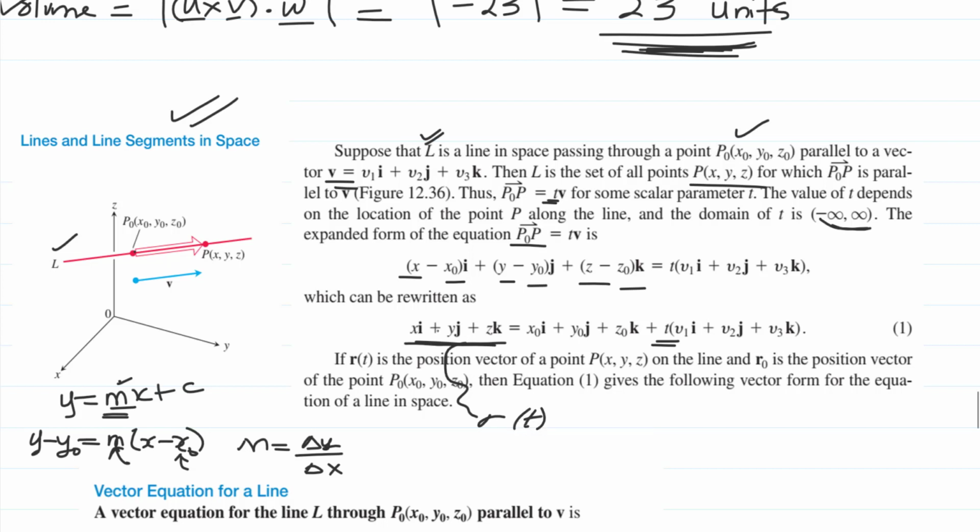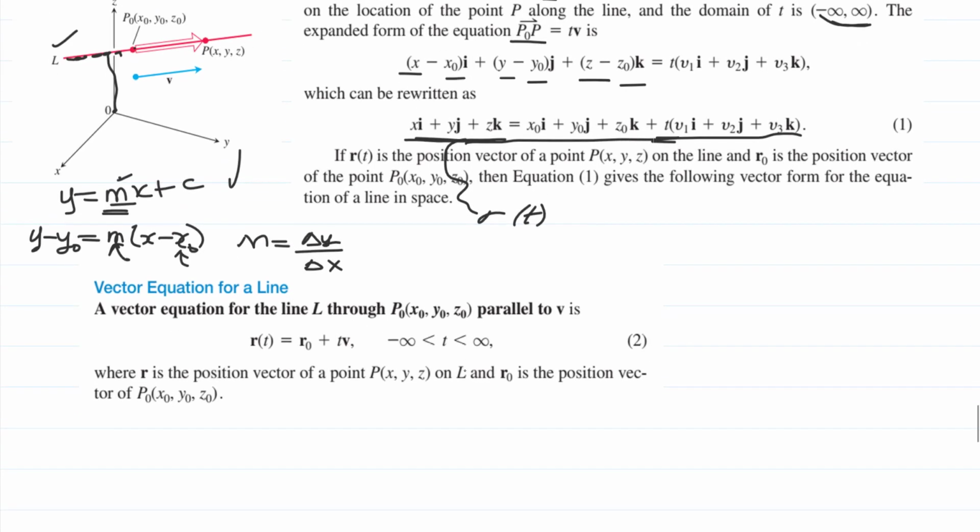R of t goes from here to any point. So all these points will be the set of all points, which means they describe that line. So which means actually in space, for us to be able to describe a line, we don't actually need an equation like this one. What we need is a vector equation like this one here. So this is a vector equation, just to make it more clear. So what do you need for you to be able to describe a line in space?